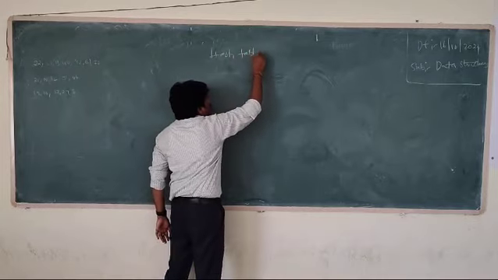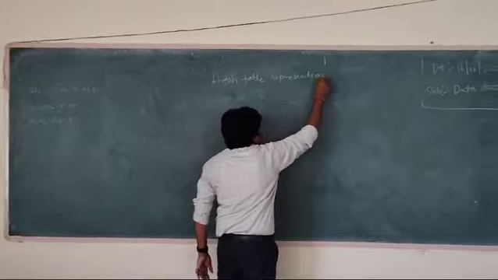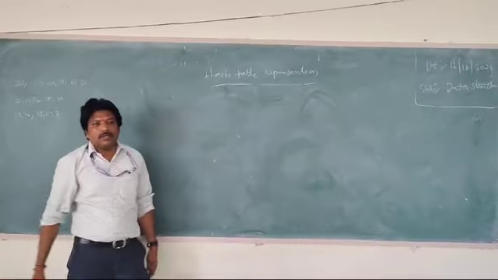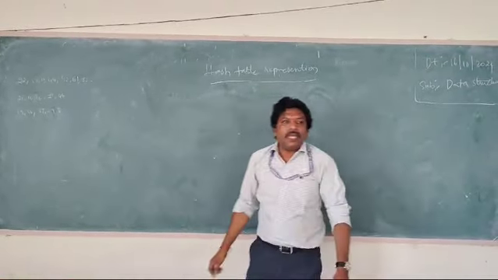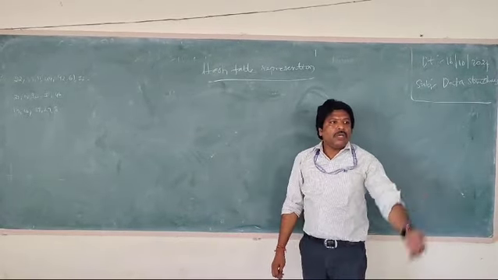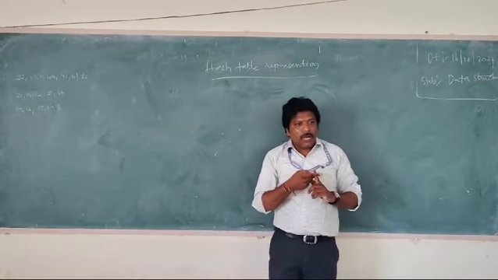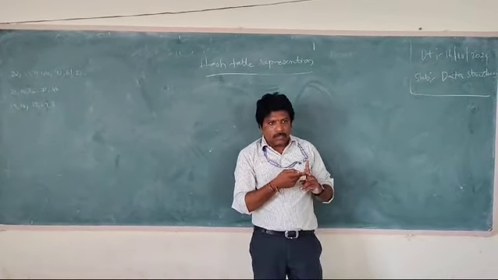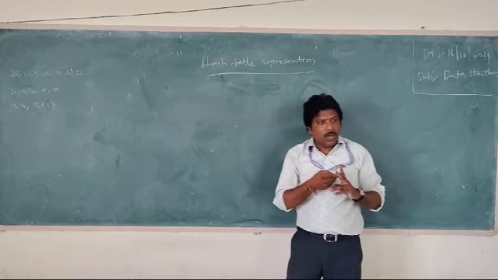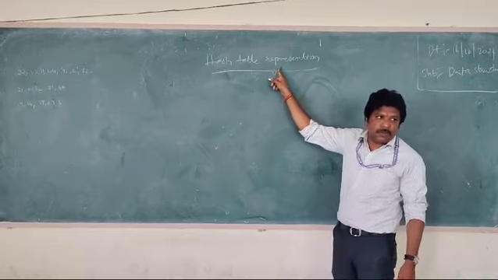Hash table representation. Before going to know about the hash table representation, let us know the basic terminology. In the previous session we have seen how we are going to represent the dictionaries. We have covered skip list representation and also linear list representation, and we have understood those representations. So now the next one is hash table representation.